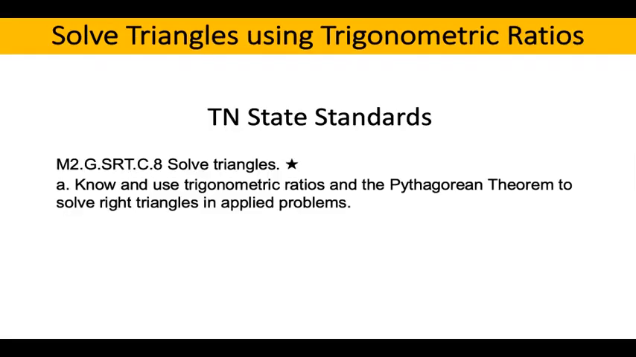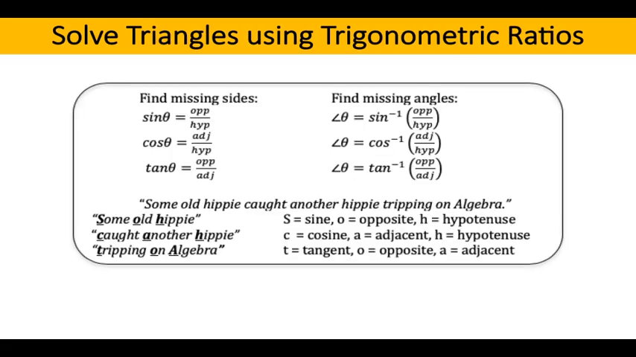In this lesson, you will learn how to solve triangles using trigonometric ratios. In order to find missing sides, you will use the sine, cosine, and tangent ratios. In order to find missing angles, you will use the inverse sine, cosine, and tangent ratios.